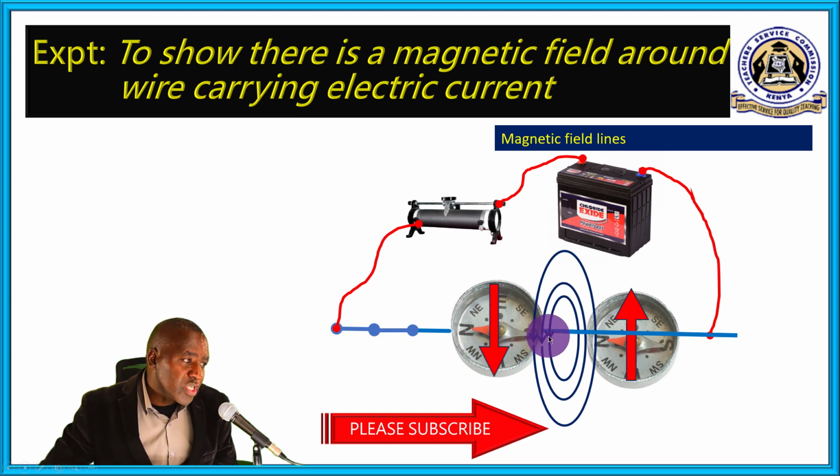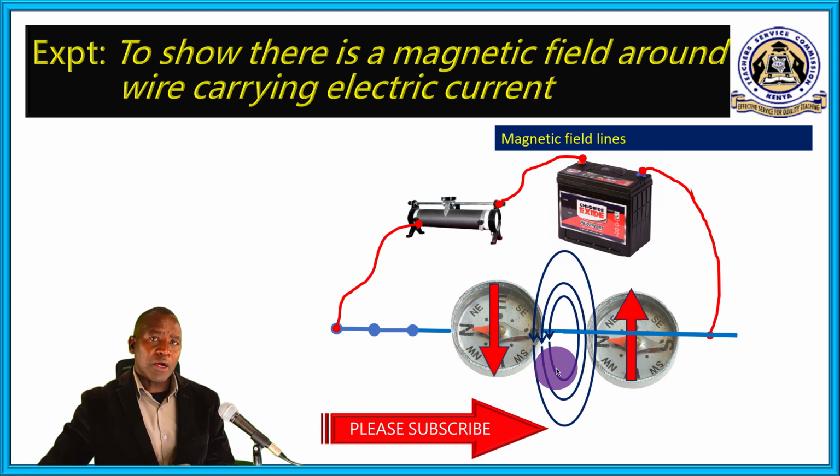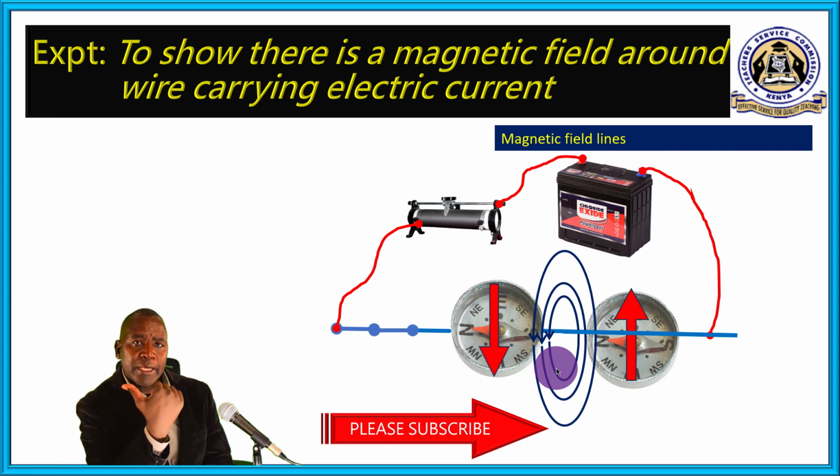So when you draw these concentric rings, remember to break this point here so that you can show this part is behind the wire, while this part is above the wire. And then we put arrows on this side, or on this side, or even here, anywhere, so long as the direction of the magnetic field is correct according to the right hand grip rule.